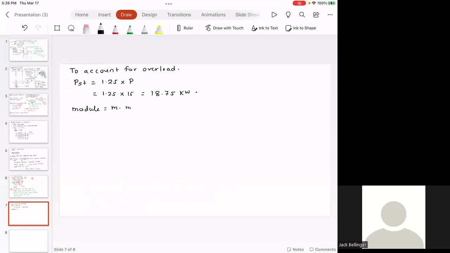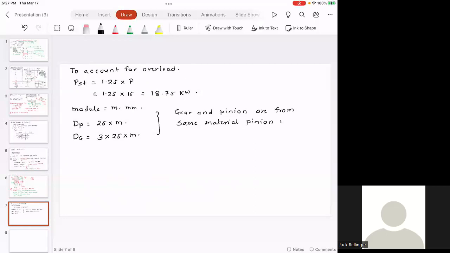Now let's assume the module is equal to m millimeters. We can find the diameter of the pinion, which is the number of teeth, 25, multiplied by the module. We know the reduction ratio, so the diameter of the gear is 3 times 25 multiplied by m. Step number 1 is to see whether the gear or the pinion is weaker. The good news is, since gear and pinion are of the same material, the pinion is weaker, and we will design the pinion.